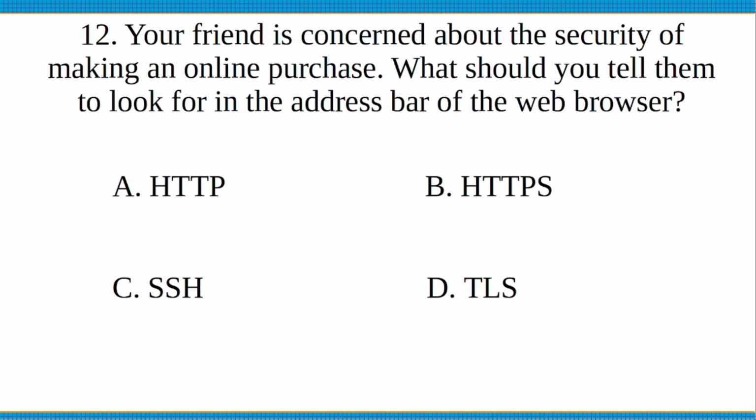Number 12. Your friend is concerned about the security of making an online purchase. What should you tell them to look for in the address bar of the web browser? A. HTTP. B. HTTPS. C. SSH. D. TLS. So look at the word security. The answer here is B.